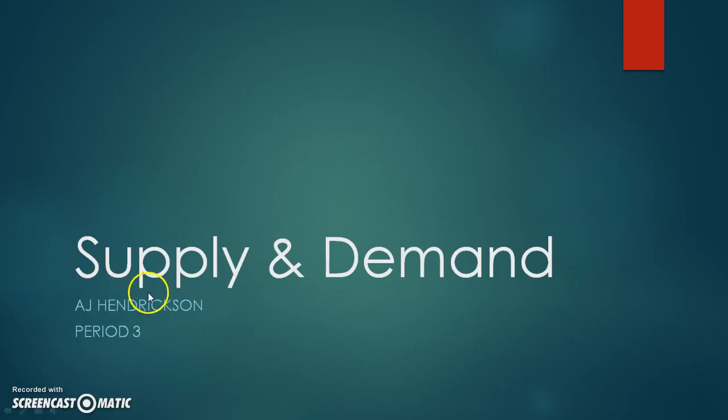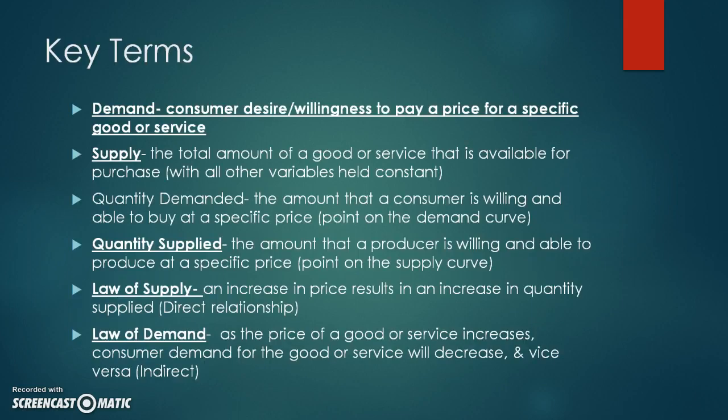It's AJ. We're talking about supply and demand today. So let's get started. Some key terms: we have demand, which is a consumer desire or willingness, if you will, to pay a price for a specific good or service. Supply, which is the total amount of a good or service that's available for purchase, seeing that all other variables are held constant, which holds true to demand as well.